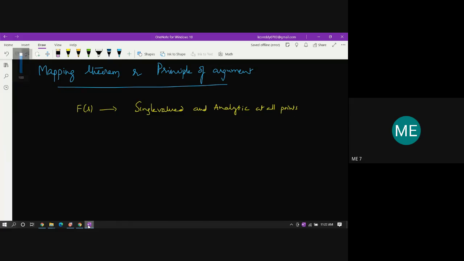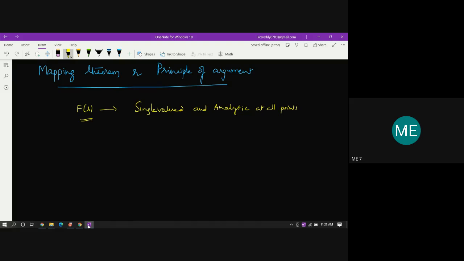So f of s is a single valued analytic function at all the points in the S plane, except some finite number of points. For example, those points where f of s has the denominator roots. Except those denominator roots, it is assumed to be a single valued analytic function. These are the singularities of the function f of s, where it is not analytic.